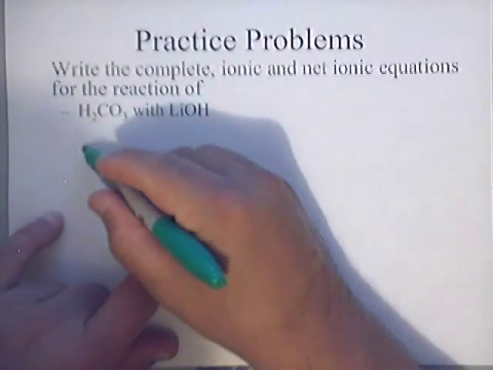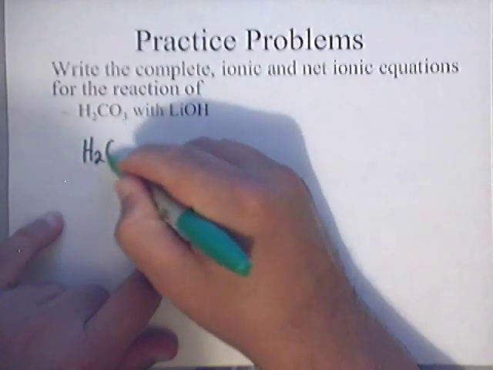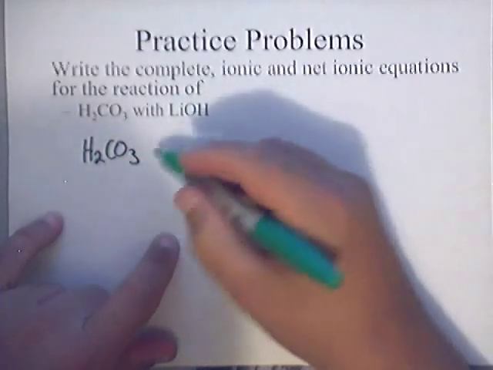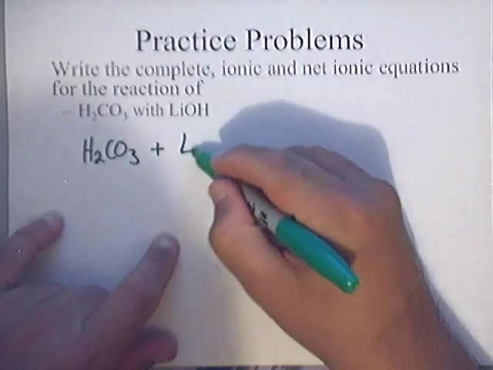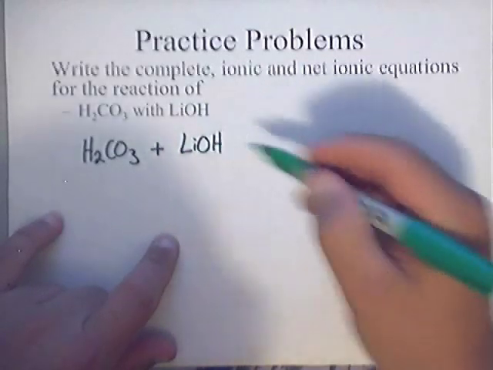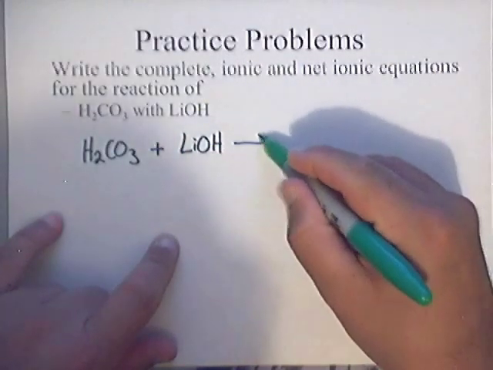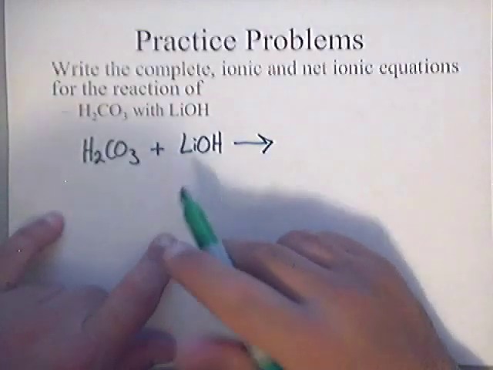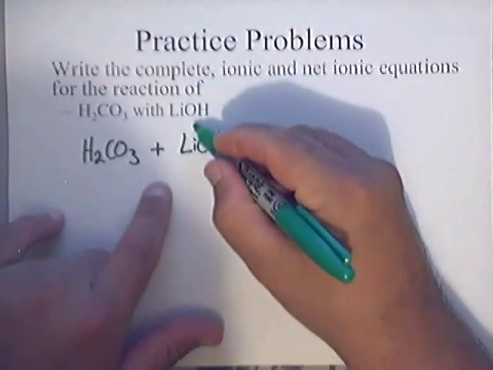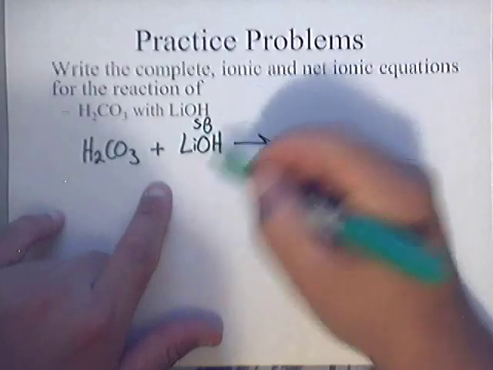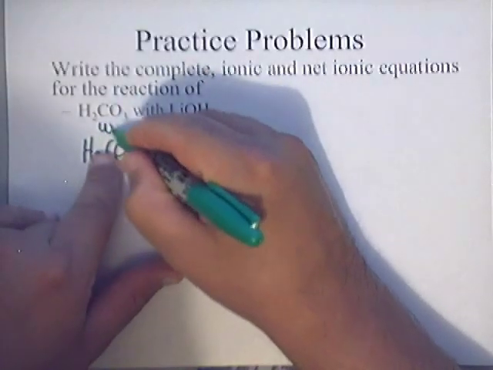Write down the parts again. You've got H2CO3, which is carbonic acid, plus LiOH, which is lithium hydroxide, and we're looking for their products. Now, I would go ahead and label this. This is a strong base. This is a weak acid.